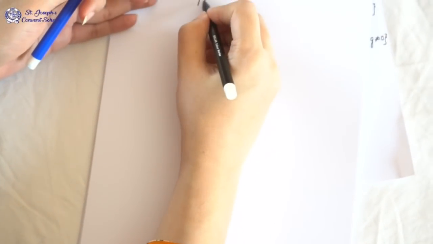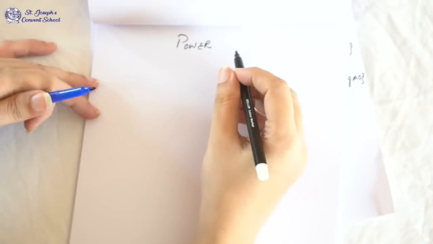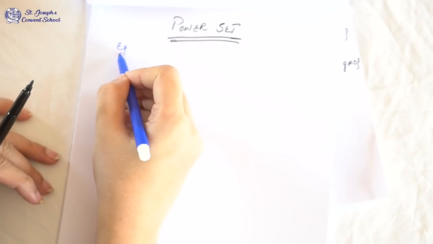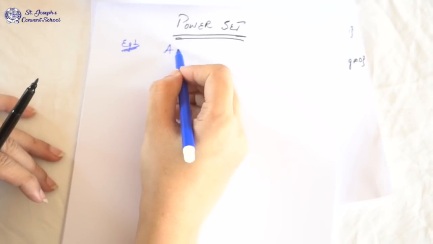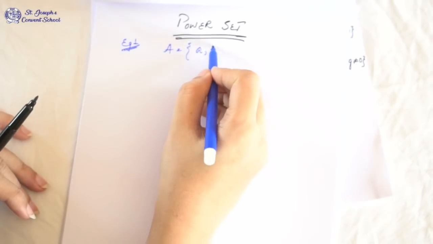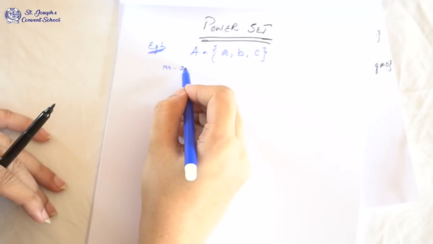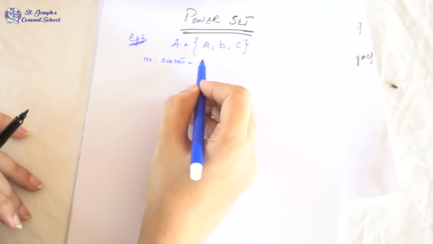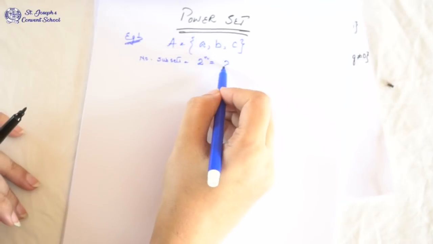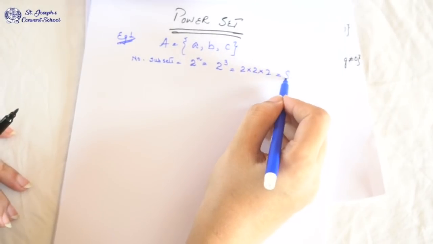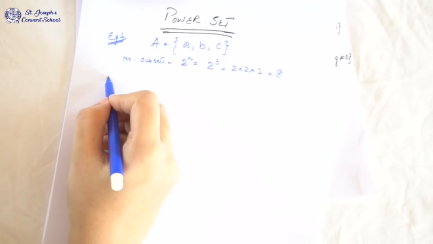Now the last thing is the power set. What is the difference between a power set and a subset? They are almost the same, but the difference is only of brackets. Suppose there are 3 elements. How do you find the number of possible subsets? 2 power n is 2 power 3, so it is equal to 8: 2 into 2 into 2 equals 8. So there are 8 possible sets. How are you going to write them?